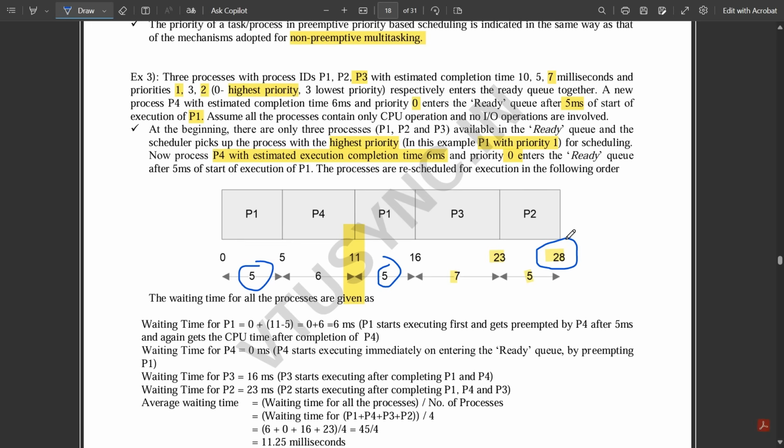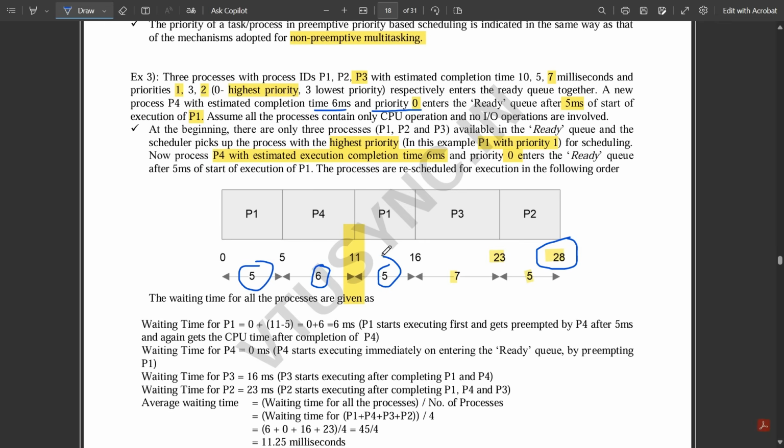It is very easy, guys, if you understand. First, P1 would be entering, since it has the highest priority, 1. So it would be executing for 5 milliseconds, because they have mentioned in the question that after 5 milliseconds P4 would be entering. Why P4 would be entering? Because in the question they have mentioned P4's priority is 0, which is the highest one. So that would be entering, and it would take 6 milliseconds to complete.